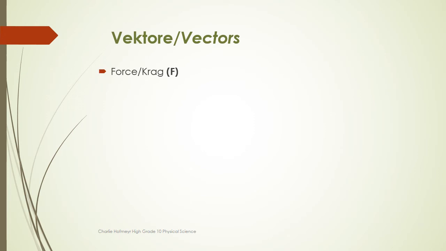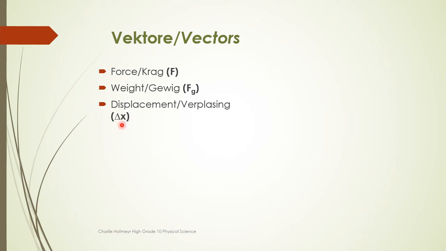We move on to vector examples. As we've just mentioned, we have force, denoted by the symbol capital F. We have weight, denoted by capital F with a subscript g. We have displacement, with the symbol delta x. Displacement means when you travel a distance, you have a starting point and an ending point, and delta x means x final minus x initial. Then you have velocity, denoted by lowercase v.